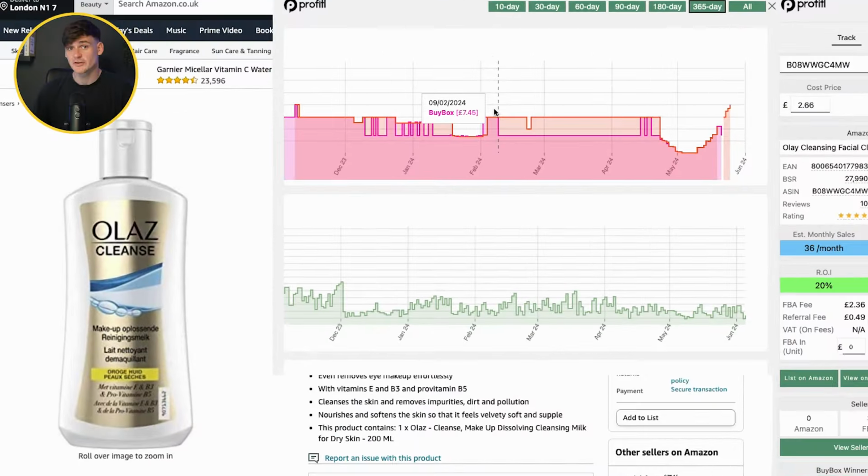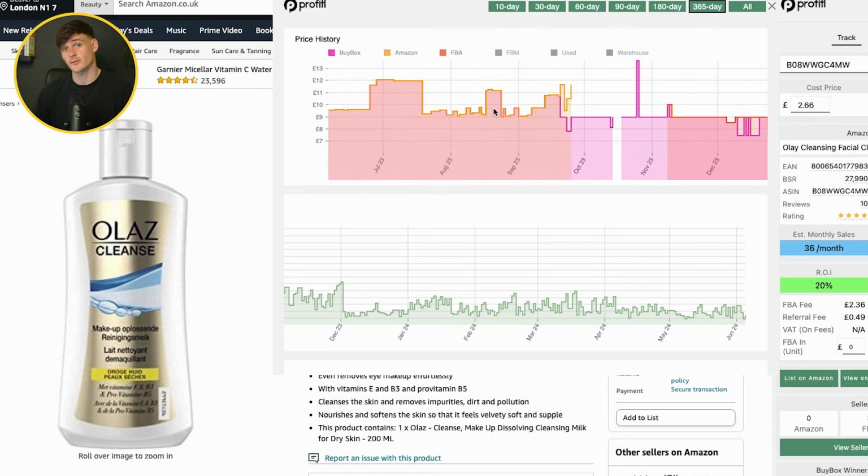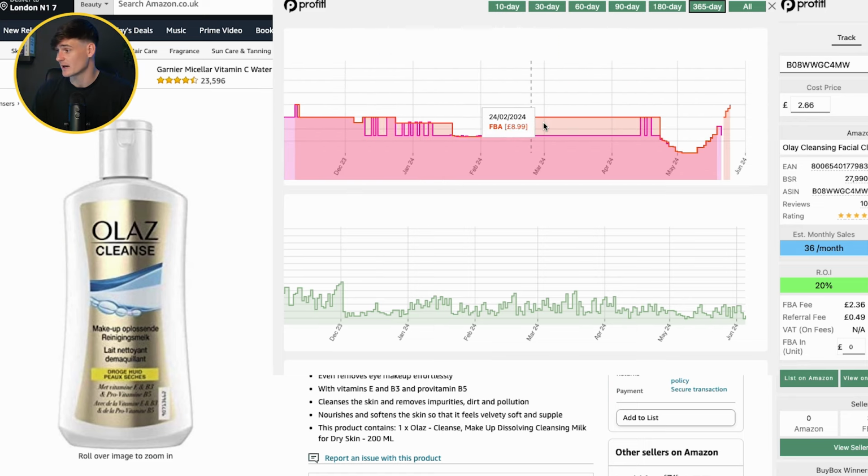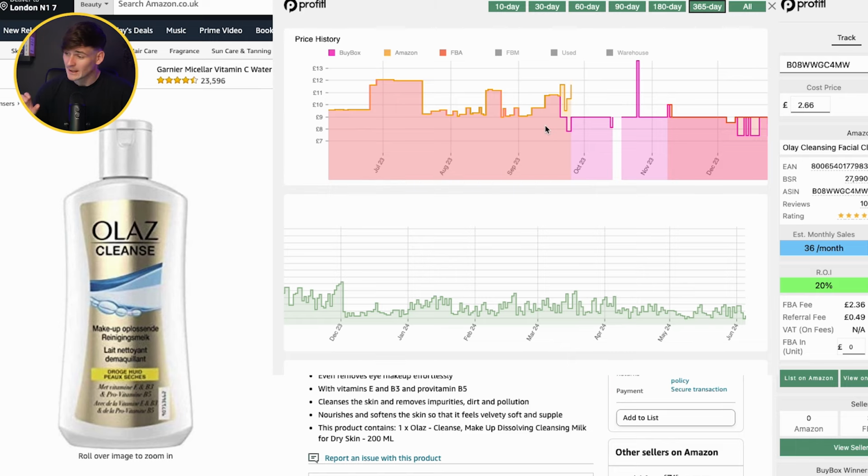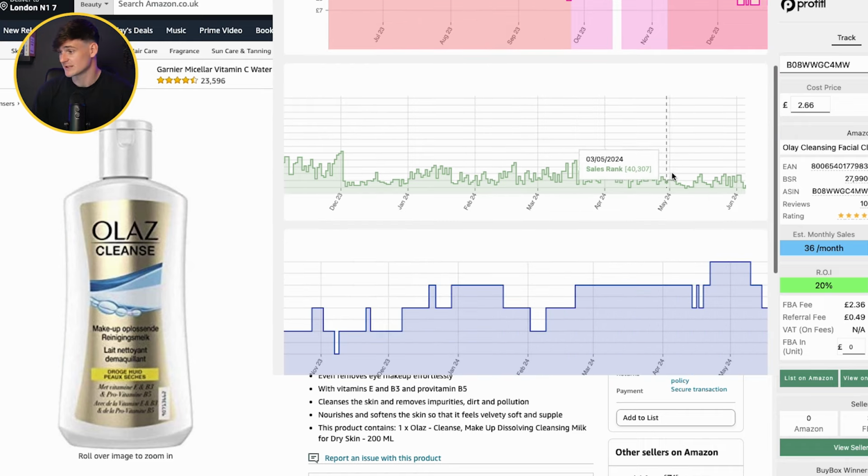So to summarize the graphs on this product before we get into the next one, it doesn't look too bad overall. Price looks pretty stable. Maybe a slight concern is the fact that Amazon have sold on this listing in the past, saying that they hadn't been cheaper than £9.16. Sales look good based on the sales rank, and it doesn't look like there's any issues with IP on this product.